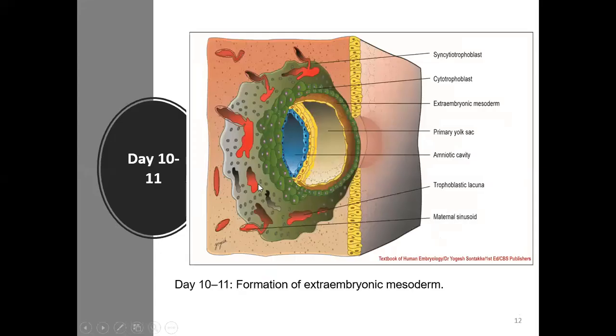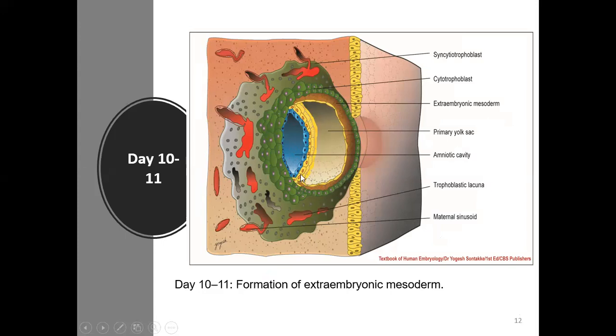So next is day 10 to day 11. Now this marks the formation of the extra embryonic mesoderm. Now this brown one you can see, this is intervening between the Heuser's membrane and the cytotrophoblastic cell membrane. So this is the extra embryonic mesoderm, which is formed by the proliferation of the hypoblastic cell layer.